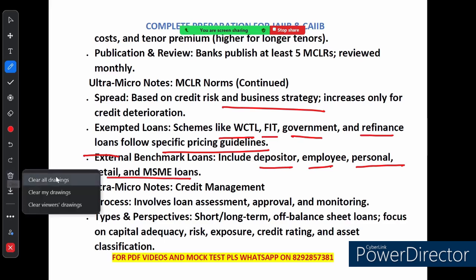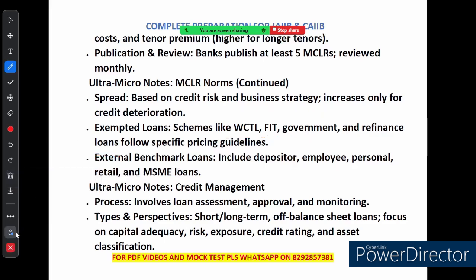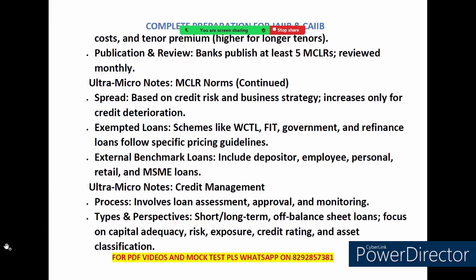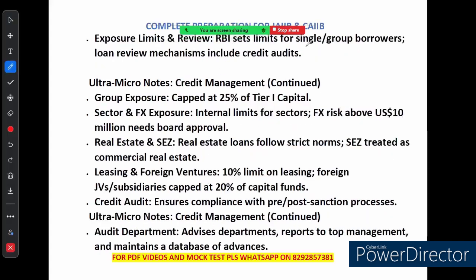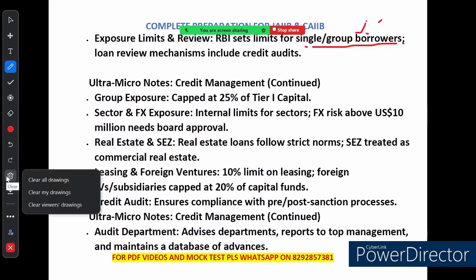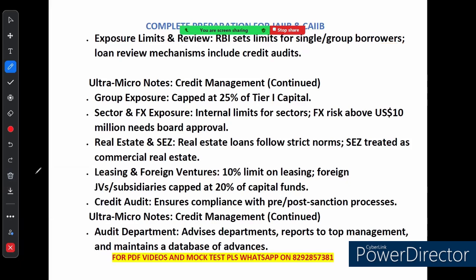Next, let's talk about credit management. This is how banks manage loans from approval to monitoring. It includes loan assessment, approval, and monitoring. Loans are reviewed based on capital limit, risk, and borrower rating. Right, these are the important things. RBI sets limits for single and group exposure. Go through this, it is very important. How much exposure is allowed for a single borrower and for a group, we have covered in detail in our comprehensive plan.